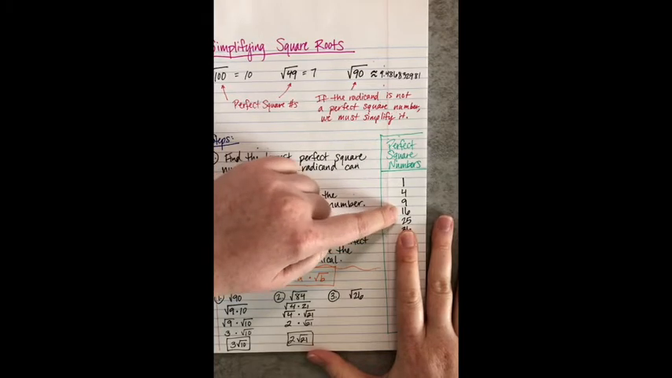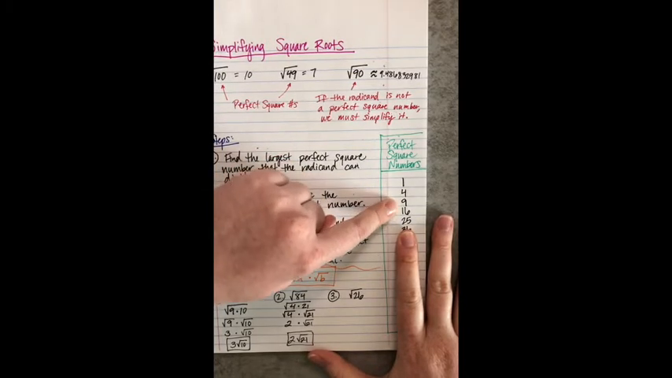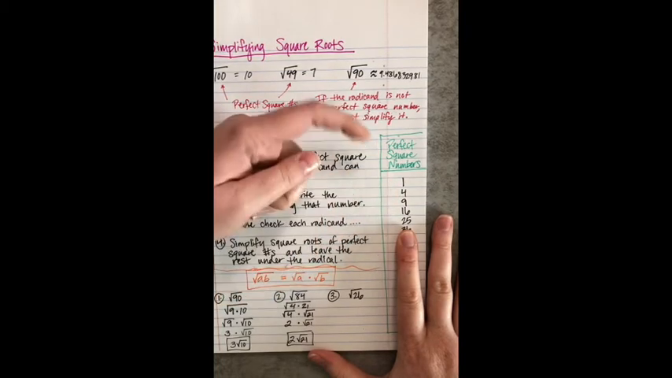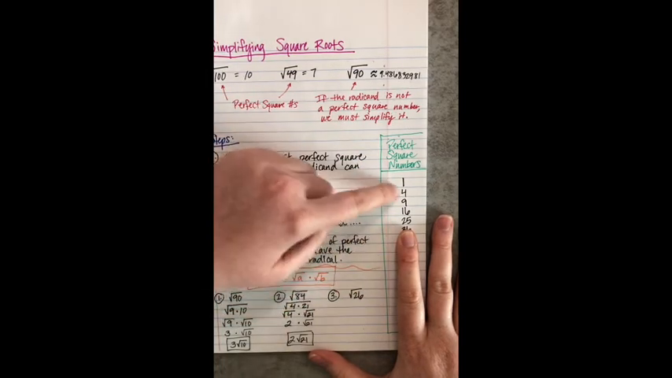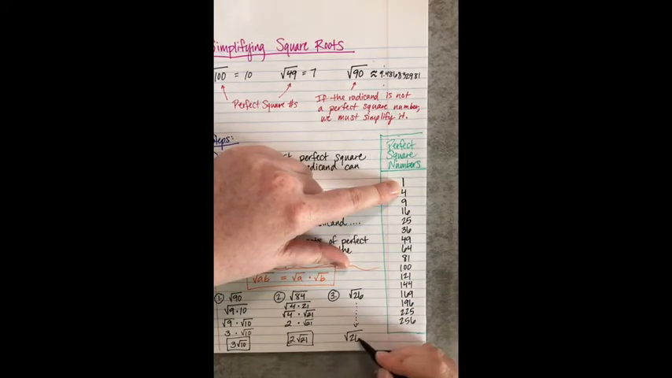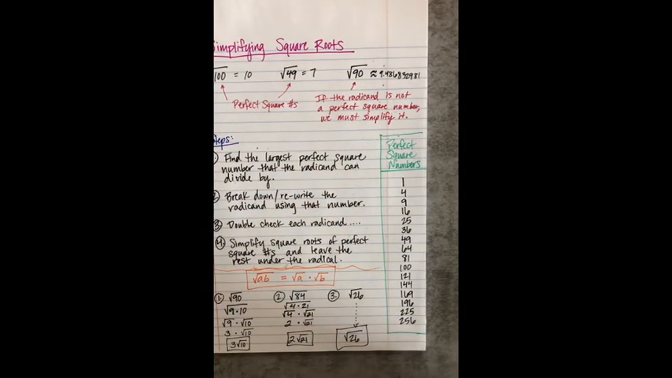26 divided by 16, decimal. 26 divided by 9, decimal. 26 divided by 4, decimal. The only perfect square that divides into 26 is 1. And what that means is you cannot simplify this any further. It's already simplified. So the final answer is square root of 26.